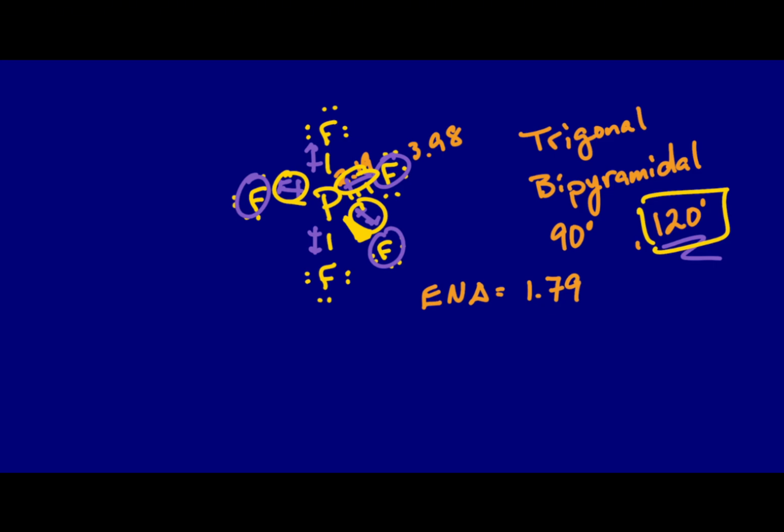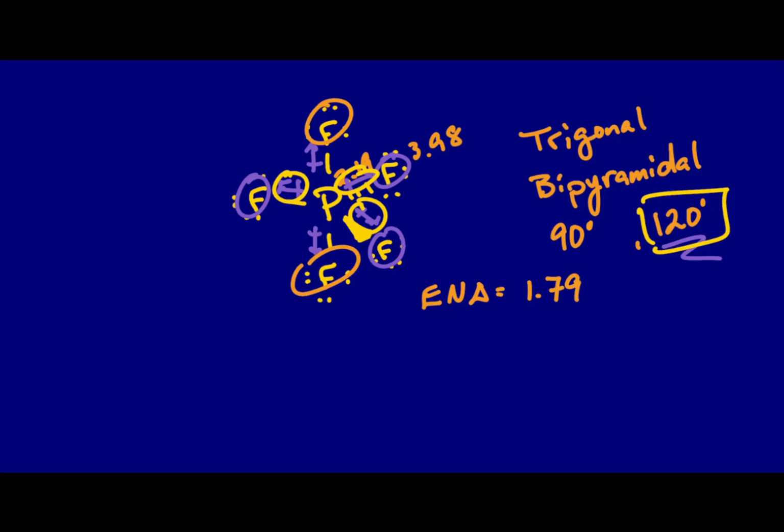That leaves the two fluorines in the positive and the negative y-axis. They have the same x value and the same z value. It's just that one is going up and one's going down. That will allow us to cancel out these two dipoles as well. That leaves us with a net dipole of 0.